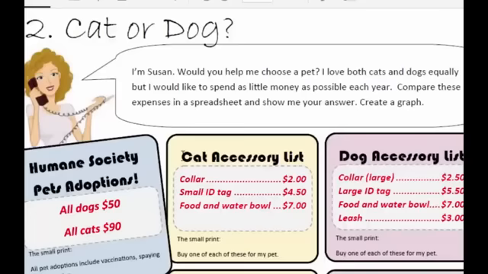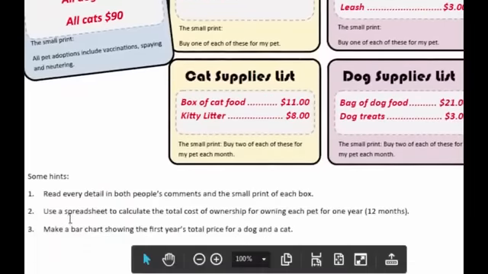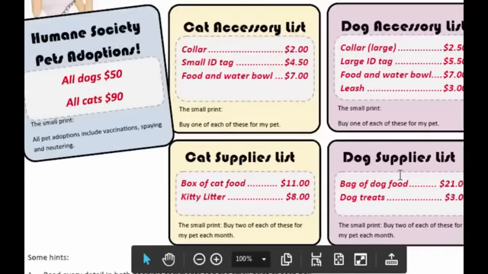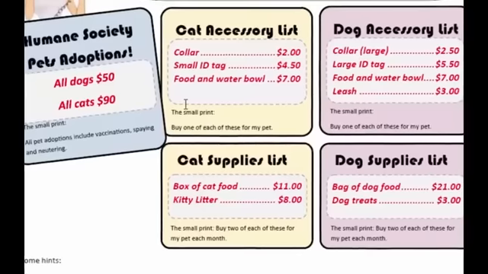Create a graph." First of all, notice that she's talking about a year. And so at the bottom down here where it says hints, it says use a spreadsheet to calculate the total cost of ownership for owning a pet for 1 year. So we'll just assume 1 year is the length of our expenses. Pet options: dogs are 50, cats are 90. All expenses include all of the vaccinations, spaying, and neutering. However, there are more expenses than just buying the cat or the dog.